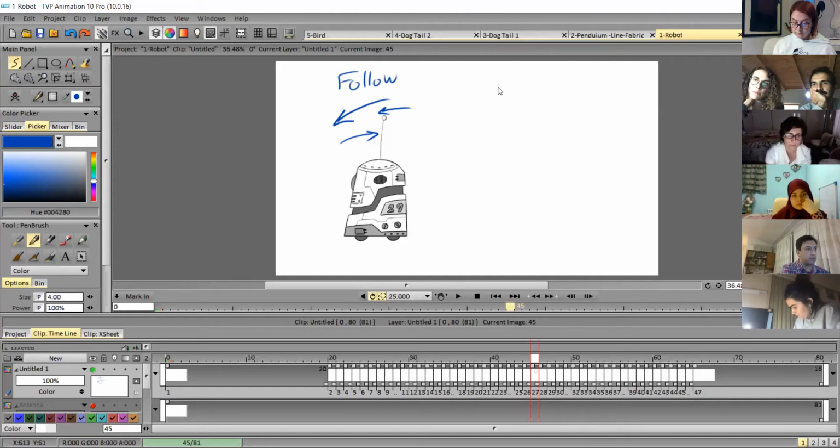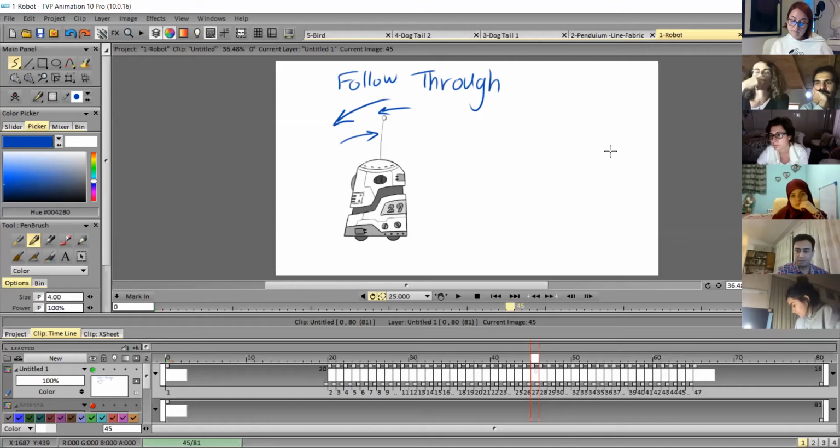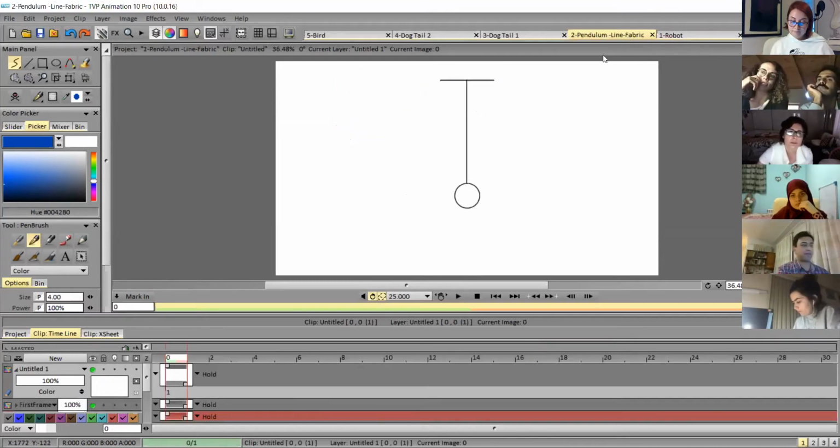So follow through and overlapping is an important principle. Follow through ve overlapping önemli bir ilkedir. It makes our animation realistic and also interesting. Bu bizim animasyonumuzu gerçekçi ve ilginç yapar. Okay, is that clear? Anlaşıldı mı burası? I think it will be clear. Let's move on to another example. Şimdi diğer bir örneğe geçelim.